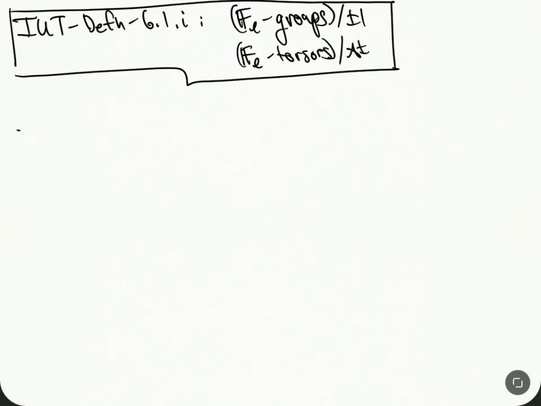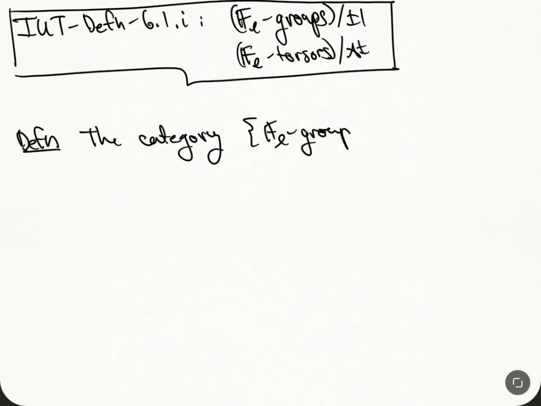Okay, so let's make a definition. I'm going to define a category, the category of groups isomorphic to FL modulo this equivalence, which is defined by the following. To define a category, we define the objects and morphisms.